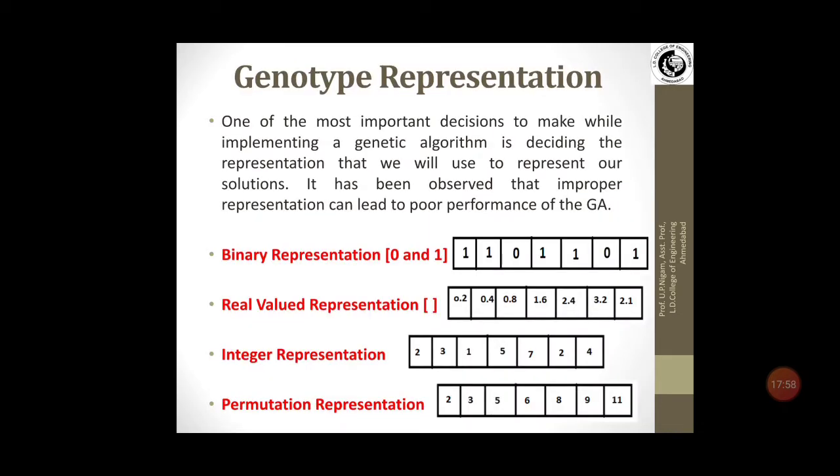Now genotype representations. There are many types by which it can be represented. First is the binary representation, which is the most common, and the computer also uses this only.